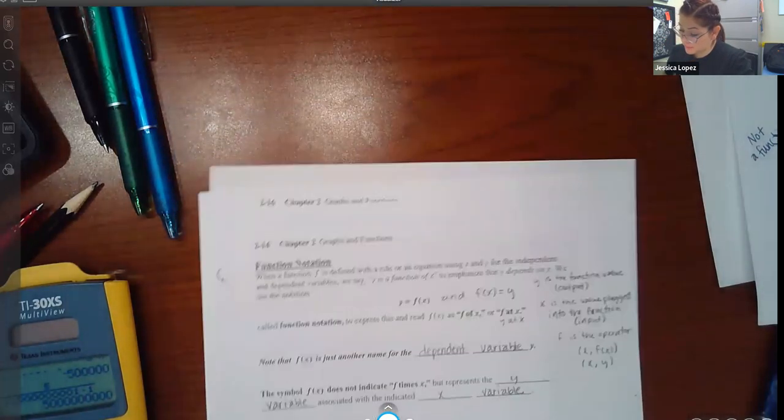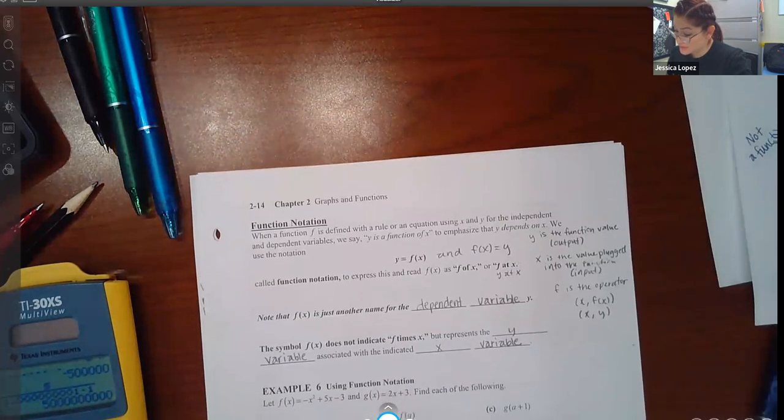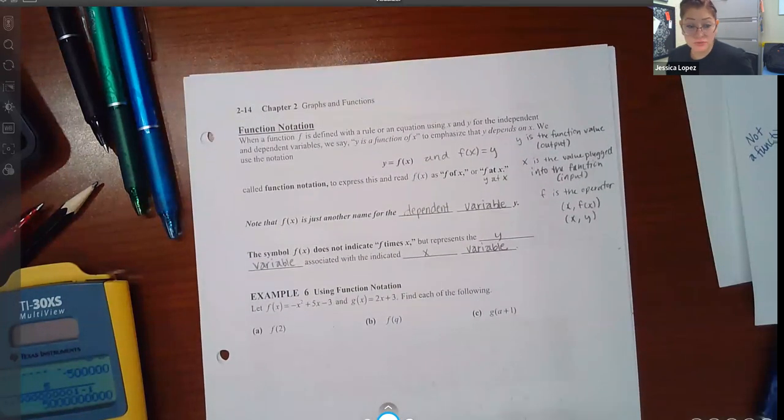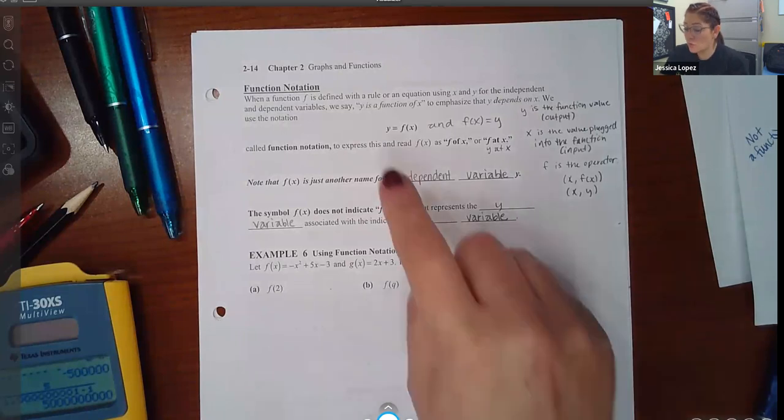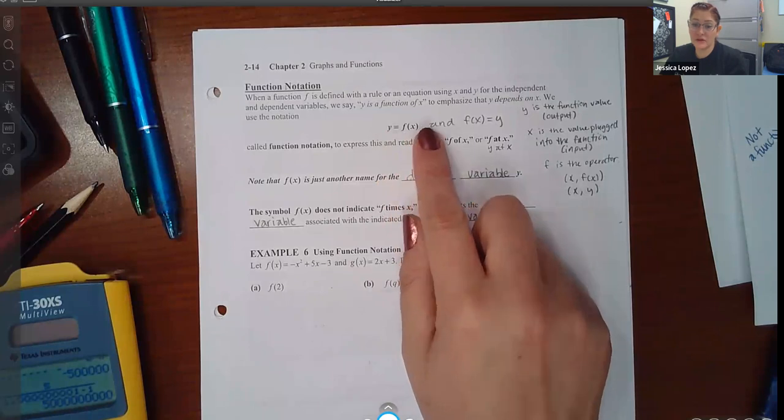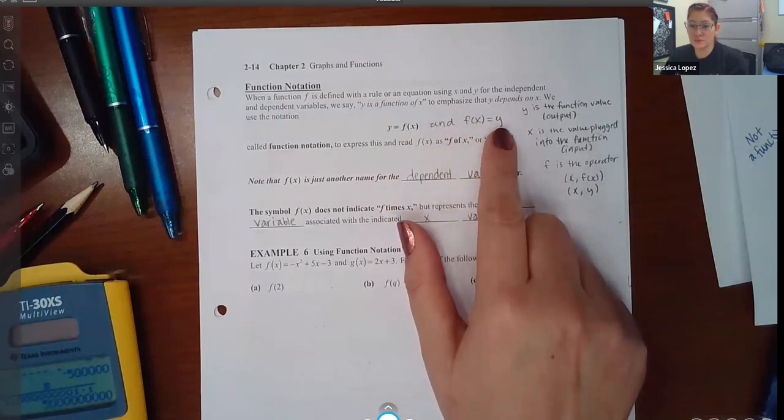Now I believe we're going to get into function notation. I did already briefly mention that in the last class period. So it says when a function f is defined with a rule or in an equation using x and y for the independent and dependent variables, we say that y is a function of x. To emphasize that y depends on x, we use the notation y equals f of x. Or f of x is the same thing as y, okay?